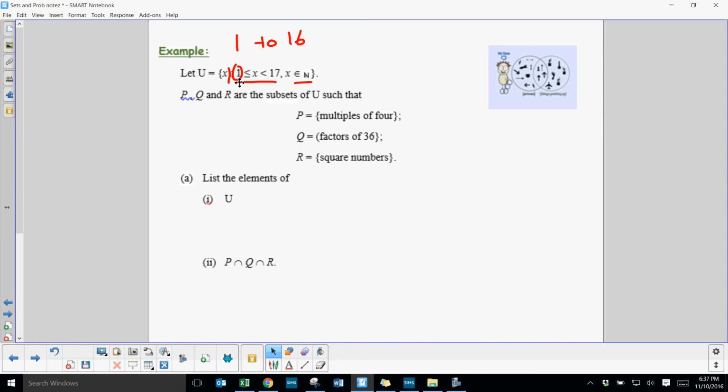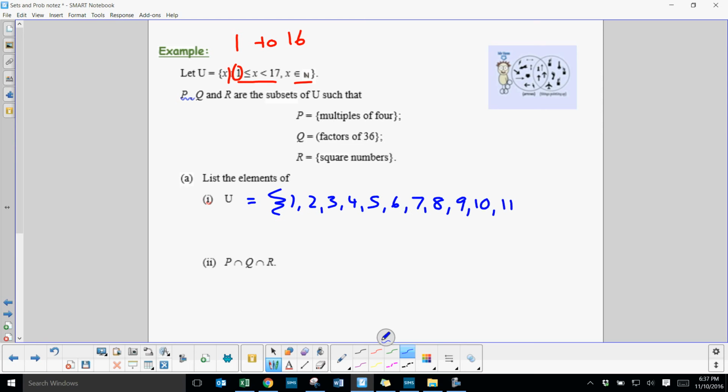So easily enough, you're asked to list the elements of U. So let's do that now. 1, 2, 3, 4, 5, 6, 7, 8, 9, 10, 11, 12, 13, 14, 15, 16.